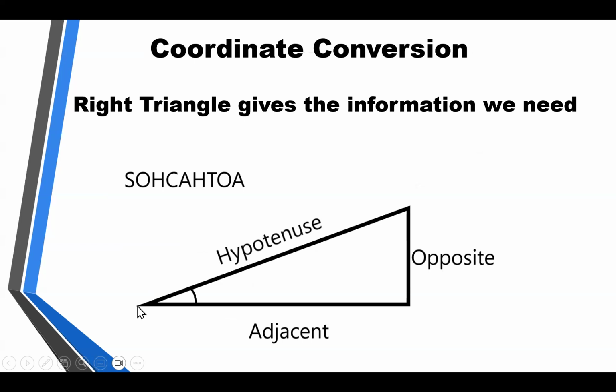Now, the right triangle is actually going to give us all of the information we need when we do conversions between the rectangular coordinate system and the polar coordinate system. Back when we looked at, or hopefully you looked at some point in your mathematical career, the right triangle, it has this SOHCAHTOA property, which means the sine of the angle is equal to the opposite side length divided by the hypotenuse length. Cosine of that angle is equal to the adjacent side length divided by the hypotenuse length. And the tangent of the angle is equal to the opposite side length divided by the adjacent side length.